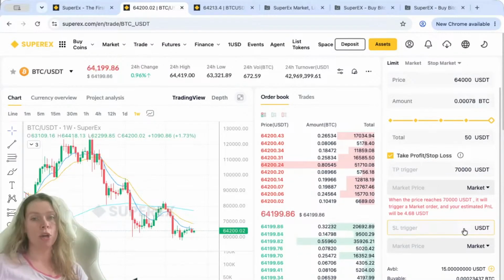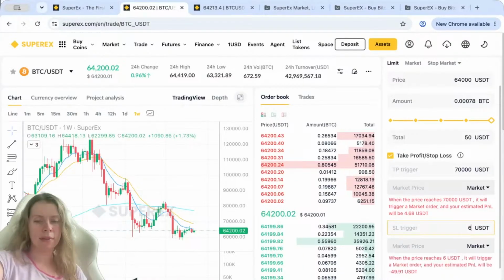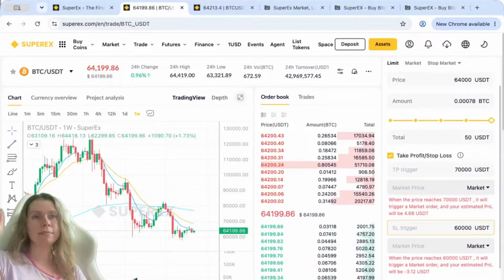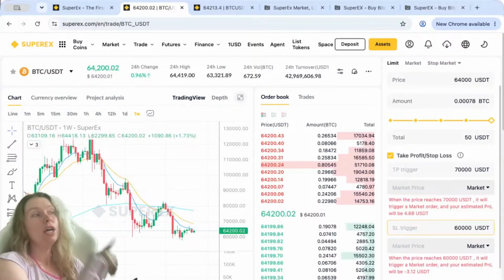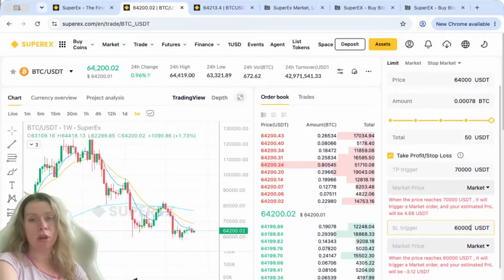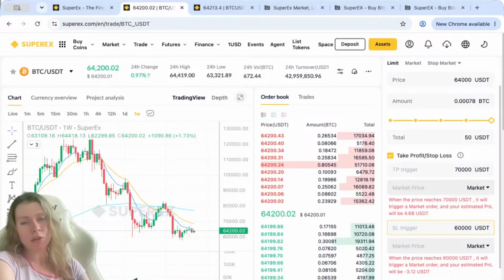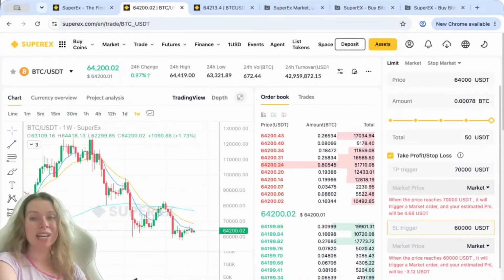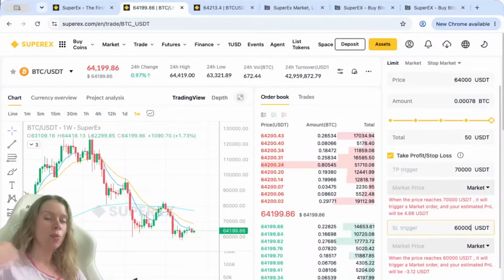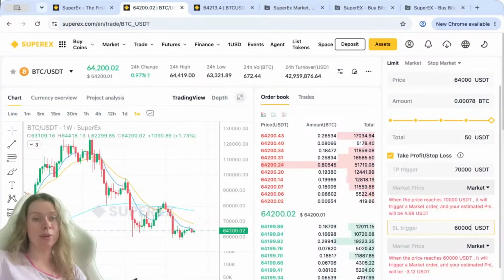And then down below we have our SL trigger. That's our stop loss. I'm going to set it at, let's make it all nice even numbers, 60,000 USDT. So it's the same logic, okay, but opposite direction. So if Bitcoin crashes from 64,000 down to 60,000, the platform sells immediately, and I will lose 3.12 USDT. But I don't lose 20 and I don't lose 50. My downside is capped. We love that. We love to make sure we're doing everything really safely.